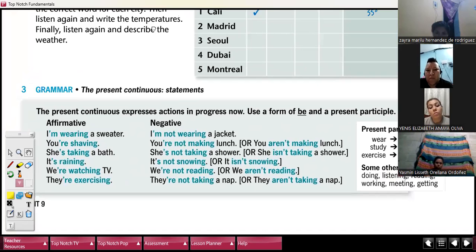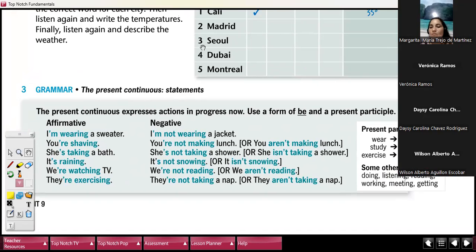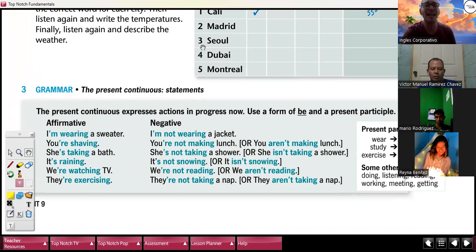Now we are going to talk about, guys, the present continuous. For the present continuous, something that you need to keep in mind is that you need to express the actions that are in progress. Actions that are in progress right now. So you are talking about these actions that you are doing in the moment. So right now it is, for example, 8:36. So what activities are you doing? What activities are you performing?